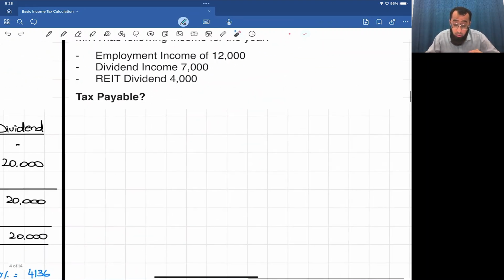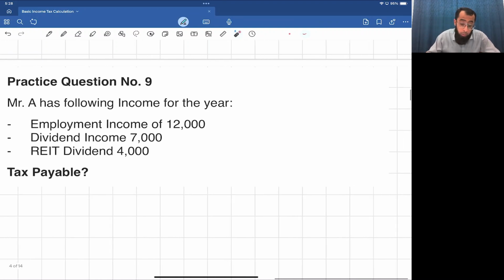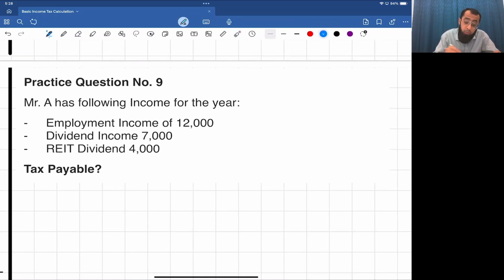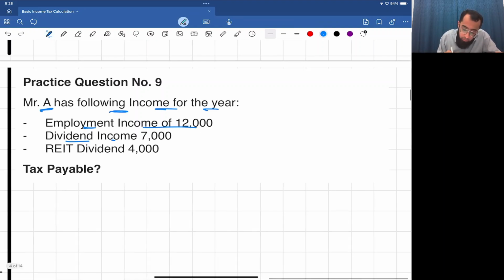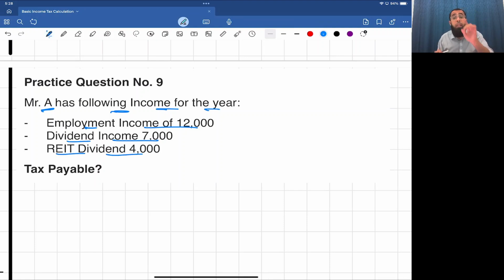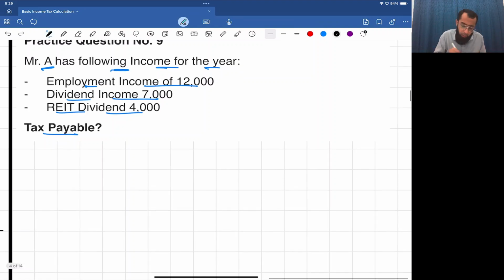One more practice question before we move forward. What I want from you guys is that you can pause the recording and try it on your own also, so that you can have a better illustration and understanding. I'm doing it, but you can pause and try it on your own also. Mr. A has following incomes for the year. Employment income 12,000, dividend income 7,000, and real estate investment trust 4,000. We have to do the tax payable. Again, very easy.